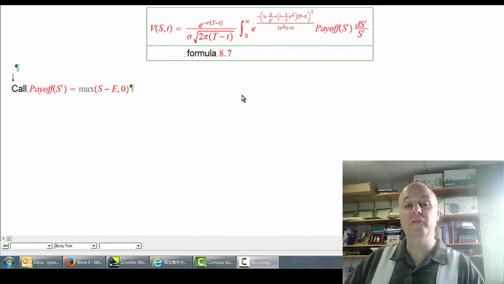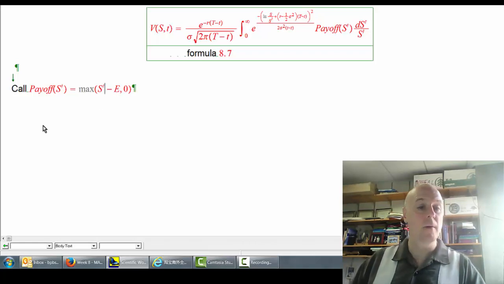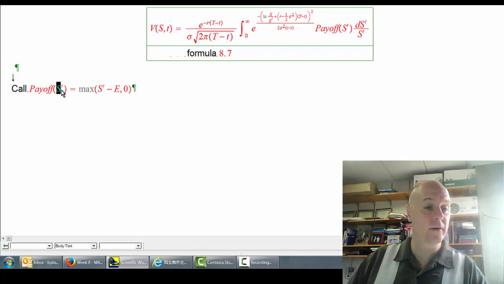So let's do an example. We'll start with the plain vanilla, a European call option, which has a payoff of the maximum of either the difference between S and the stock price, S prime. Remember, the variable here for the stock price is the S prime, or 0.